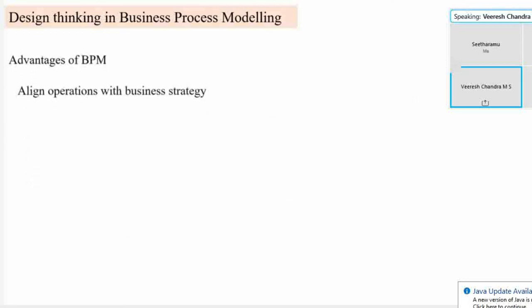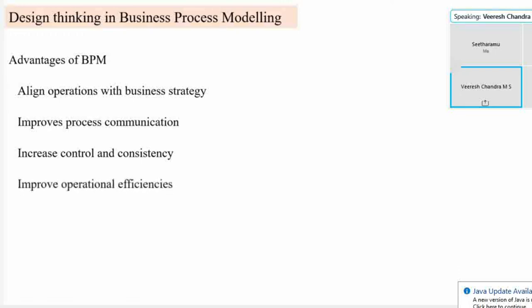So what are the advantages of BPM? They align operations with the business strategy. They improve process communication, of course. Increase control and consistency, when each and everything is known about the processes happening. So these things can come in handy. Improve operational efficiency. Of course, the operational efficiency will also be improved if each and every task, activity, process is known. Gain competitive advantage.